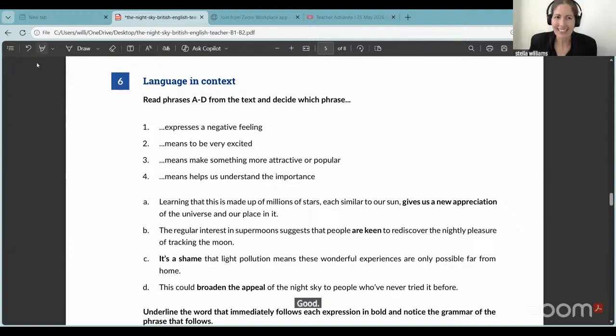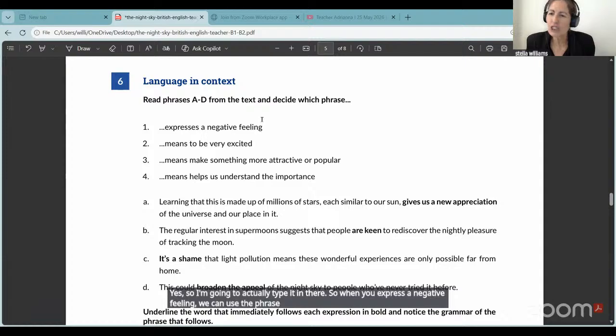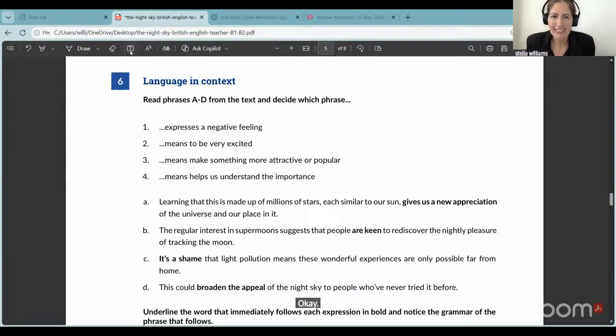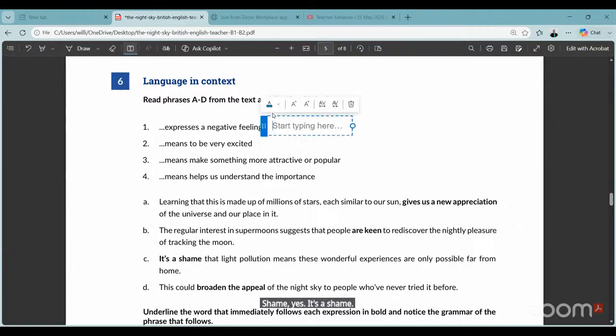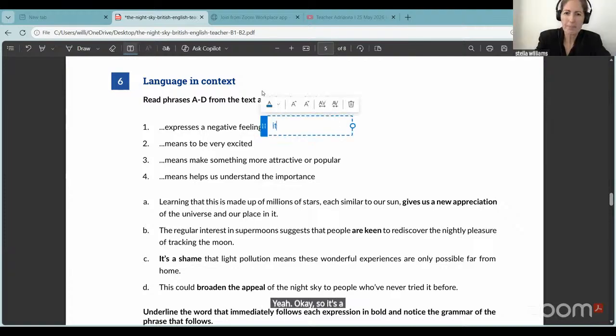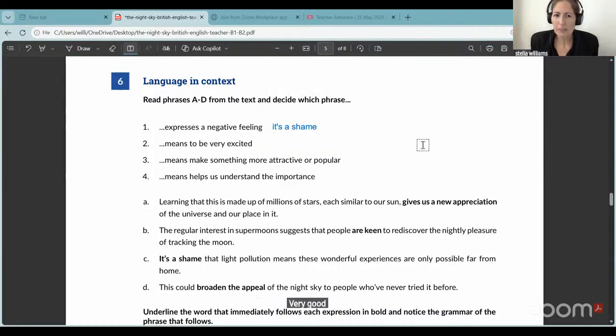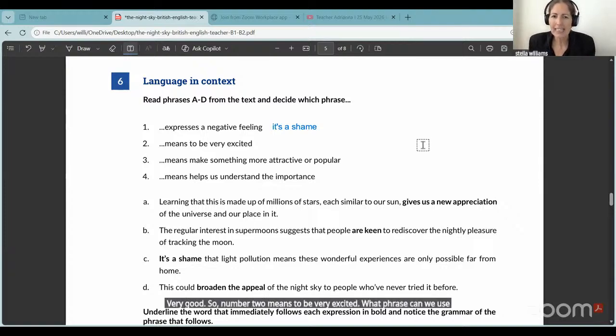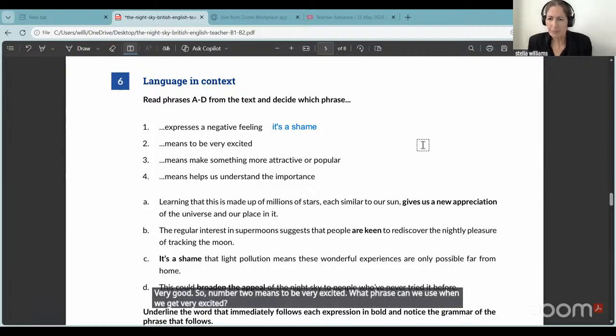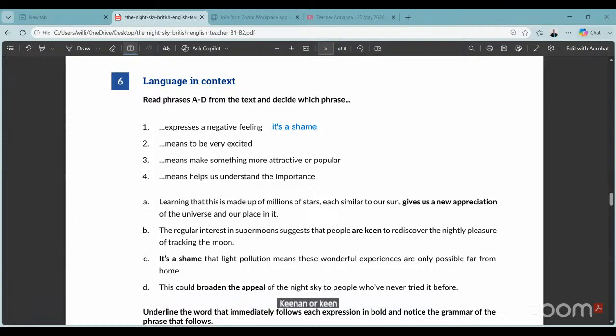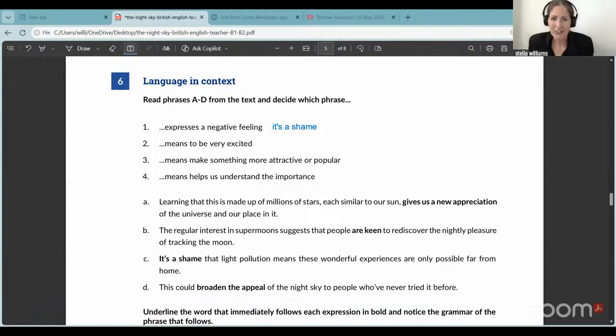Yes. I'm going to type it in there. When we express a negative feeling, we can use the phrase, it's a shame. Okay, so it's a shame. Good, very good. Number 2 means to be very excited. What phrase can we use when we get very excited? Keen on, or keen. Good. When we are keen on something.